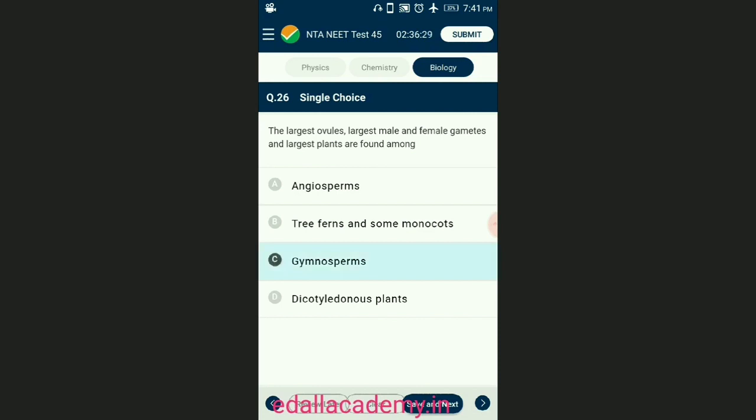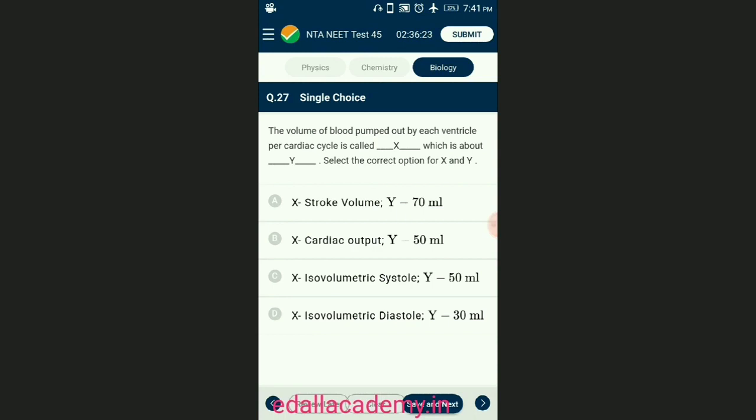Question number 27. The volume of blood pumped out by each ventricle per cardiac cycle is called X, which is about Y. Select the correct option for X and Y. The volume of blood pumped from the heart, that is from the left ventricle, into the systemic aorta in 1 minute is called the cardiac output. It is also called minute volume. It is calculated as the product of stroke volume, that is the amount of blood pumped by the left ventricle each time it contracts, and the rate of heartbeat. Cardiac output equals stroke volume times rate of heartbeat, equal to 70 ml times 75 times per minute, that is equal to 5250 ml per minute or 5.25 liters per minute. So the answer for this question is option A.